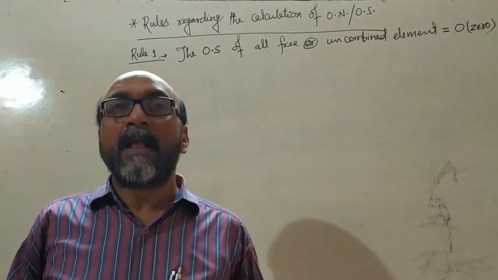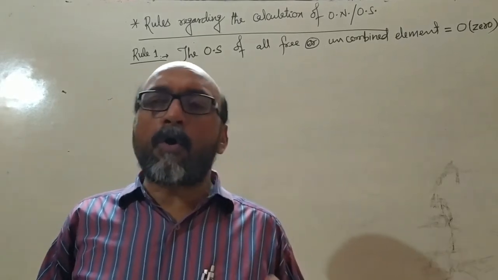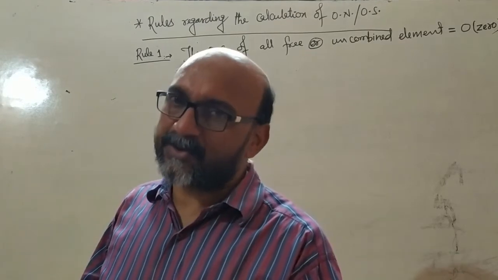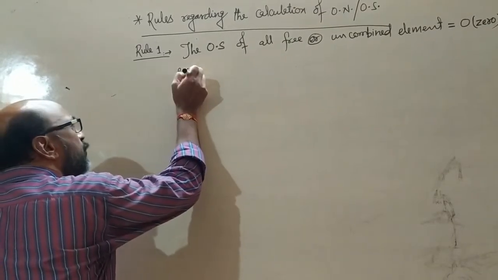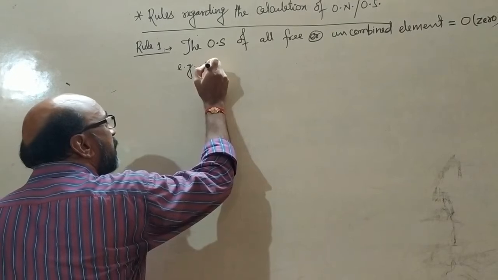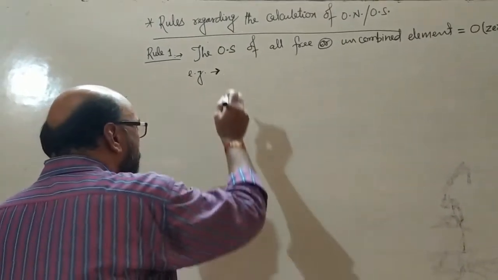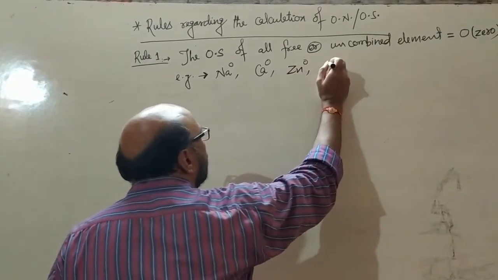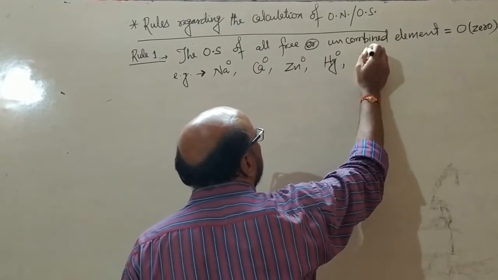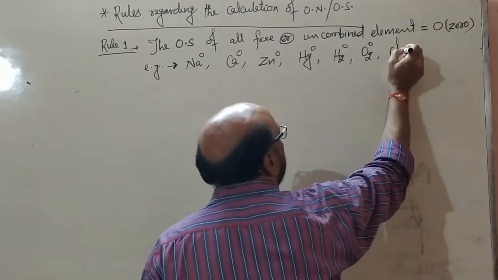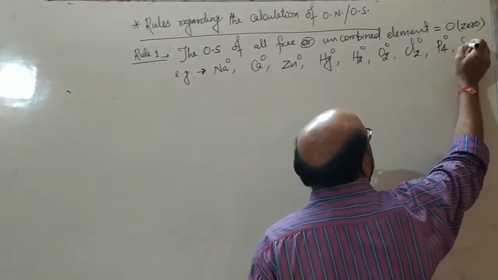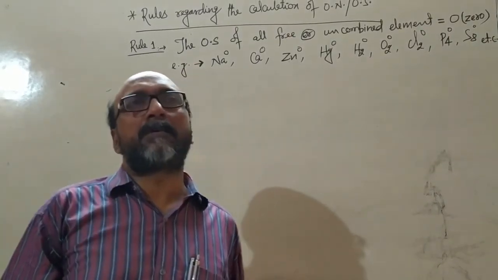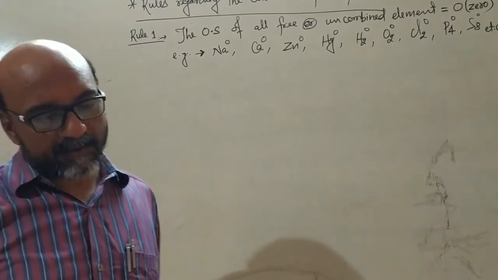That is why an element in free state or in uncombined state has 0 oxidation state. Examples: any element you can take as the example, as they exist in nature, you can write that element in that way: sodium 0, calcium 0, zinc 0, mercury 0, hydrogen 0, oxygen 0, chlorine 0, phosphorus 0, sulfur 0, etc. This is the first rule, to have the concept of oxidation number and oxidation state.